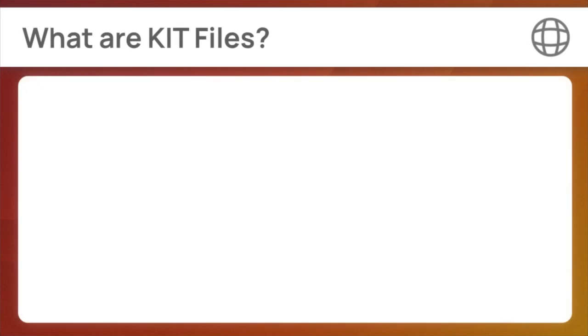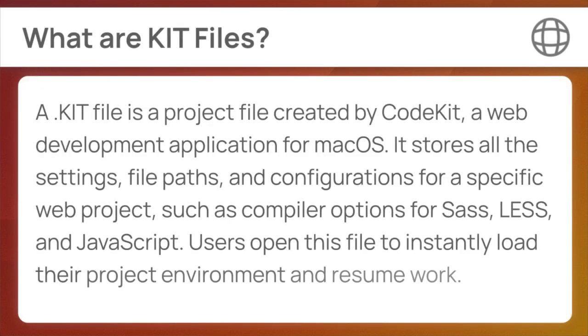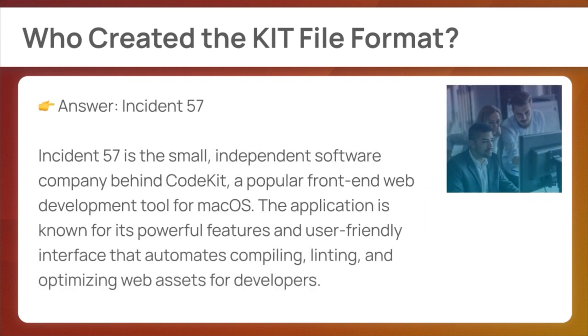A .kit file is a project file created by CodeKit, a web development application for macOS. It stores all the settings, file paths, and configurations for a specific web project, such as compiler options for Sass, Less, and JavaScript. Users open this file to instantly load their project environment and resume work.